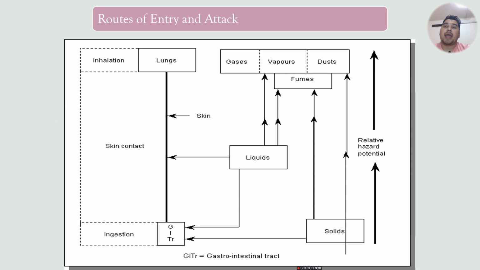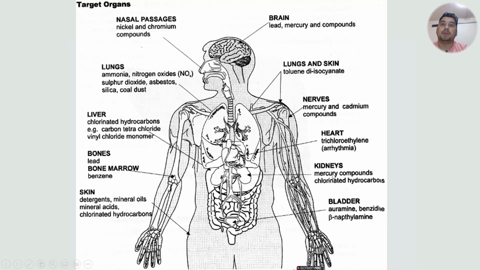Now the routes of entry and attack: how the substances will enter our body and how they will attack. We have solids, liquids, gases, vapors, dust, and fumes. And liquids, what will they do? Liquids come into contact through skin contact, inhalation, which will affect the lungs also, and ingestion, reaching the intestinal tract. Solids like dust, vapors, fumes, and gases, and relative hazard potential.